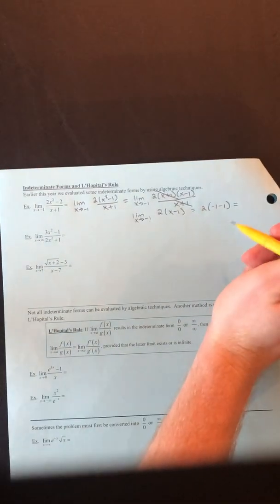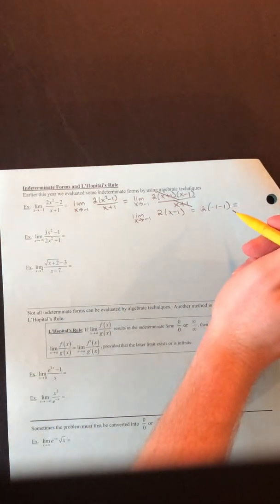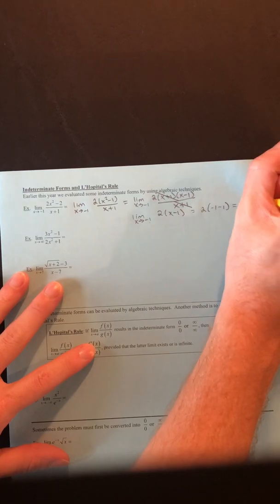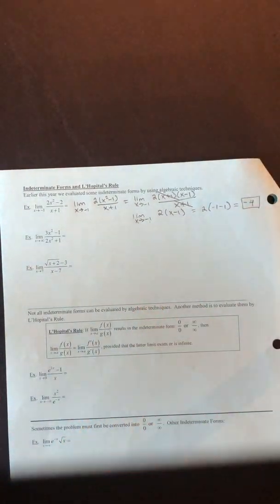And then we'll get the answer. Let's see, -1 minus -1 would be -2. 2 times -2 would be -4. So look at that, we got the first answer done.